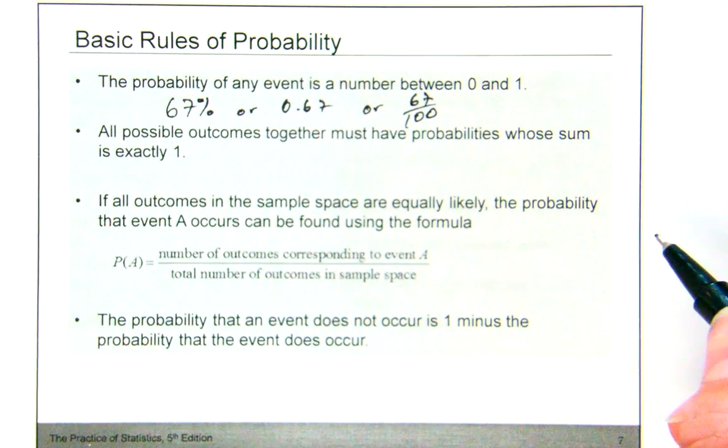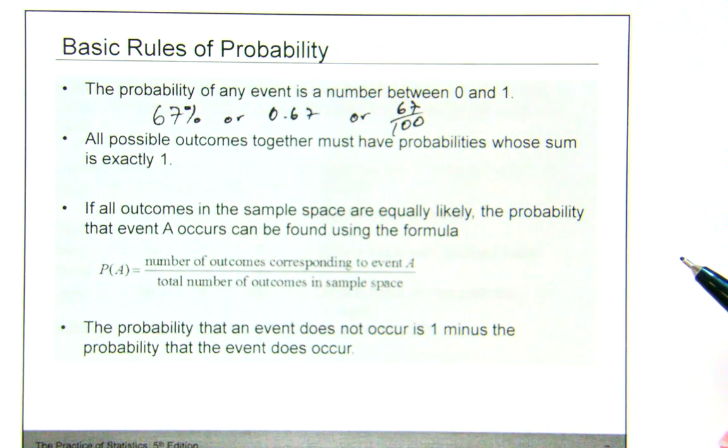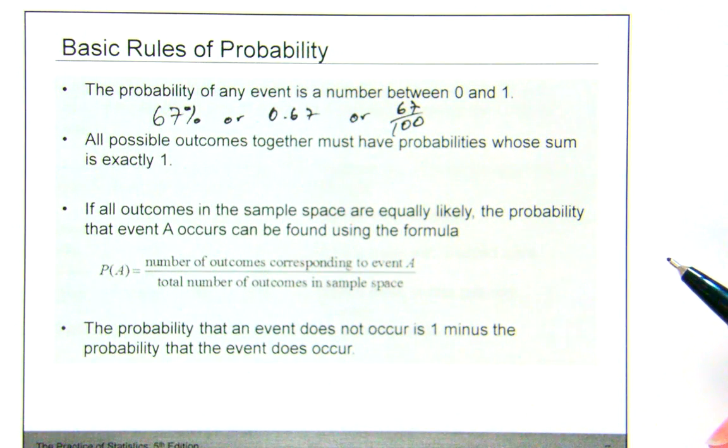Okay, all possible outcomes together must have probabilities whose sum is exactly 1. So what it's basically saying is, if you add up, let's go back to the dice, for example.